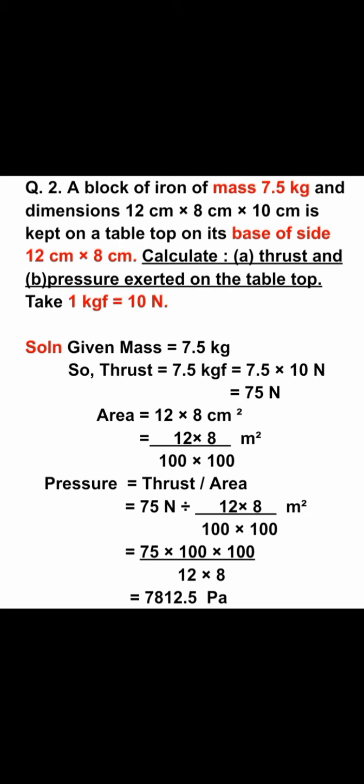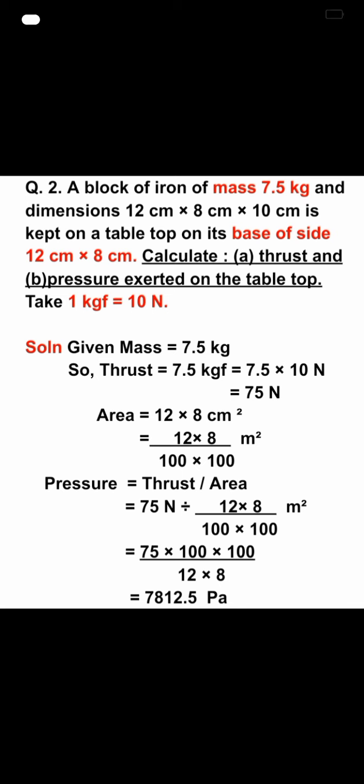And area is given as 12 into 8 centimeter square. Here the base is given, its dimension is 12 centimeter into 8 centimeter. Since it is in centimeter square, we have to convert it into meter square, so we divide it by 100 into 100. 100 centimeter makes 1 meter, so 100 centimeter square, when converted to meter square, is divided by 100 into 100.